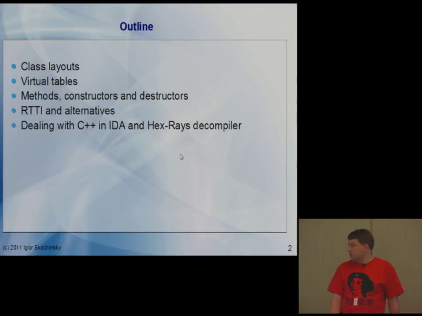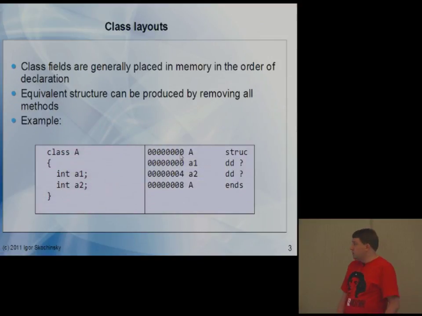So this is a short outline. I'll describe how classes are laid out, so what are virtual tables, and various kinds of methods, RTTI, and finally how to deal with it in IDA. So some of you probably know the first half. If it's boring, just take a nap or something.